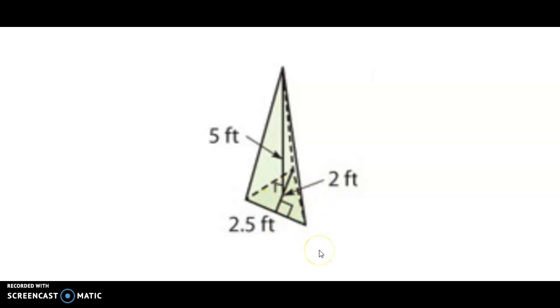What are the dimensions for our base? Okay, so big B is going to be using little b and little h. So little b, in this case, for the base, that triangle is going to be 2.5. So I'm going to have 2.5 feet there. The height of my triangle here is this dimension. That is 2 feet.